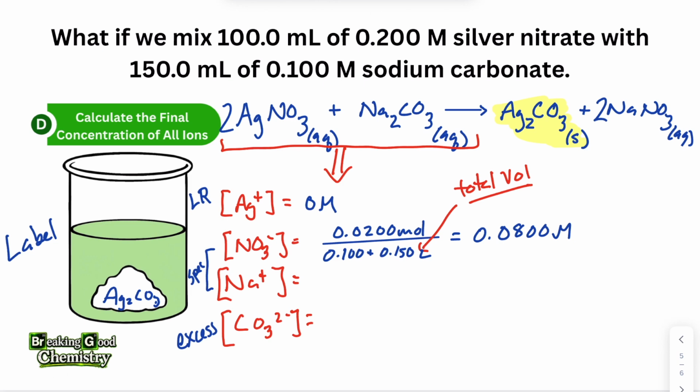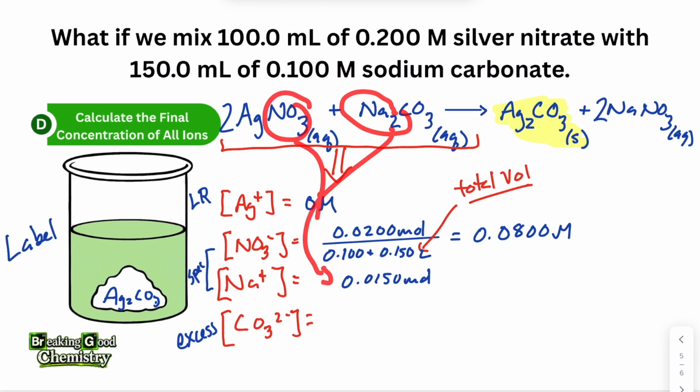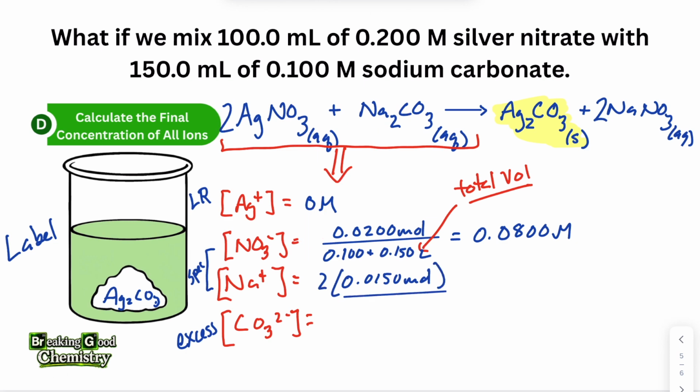Okay. Sodium. If I take a look at my sodium, I had 0.01 moles of my sodium carbonate. So I have 0.015 moles of my sodium. But there are two of them. So there's only one of these. This does not matter. So I need to multiply that by 2. And then I still put that over the total volume. And I get 0.120 molar.